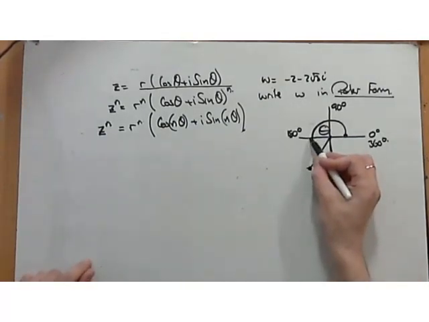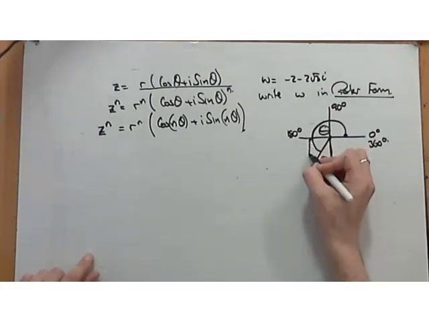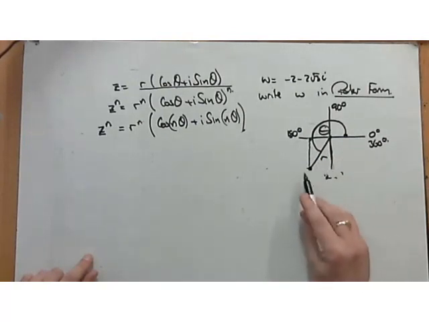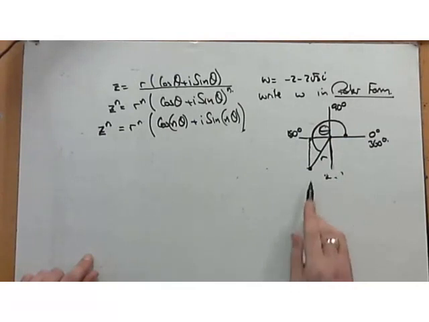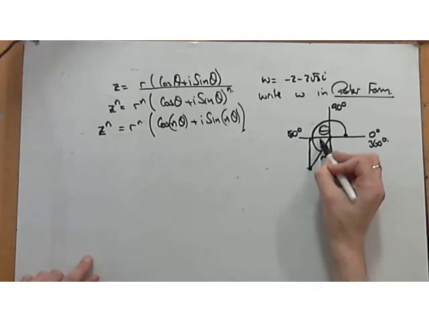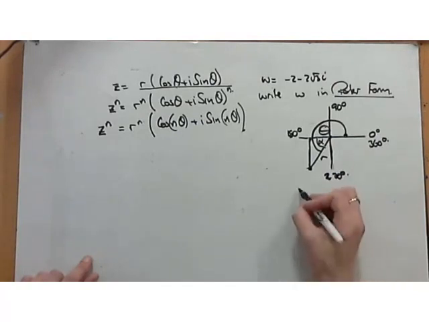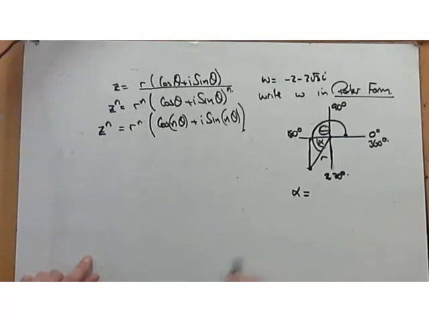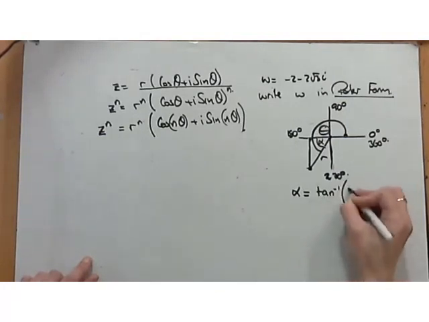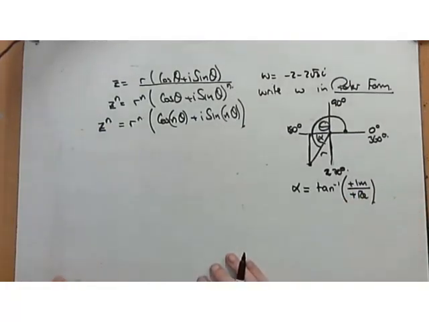For the reference angle, I want you to think of where the complex number is, and draw a perpendicular to the nearest real axis, not the y-axis, not the imaginary axis. It has to be the real axis. Drop a perpendicular. The angle that you get in the triangle, we call this angle alpha. And alpha is always the inverse tan of plus imaginary over plus real. Always.